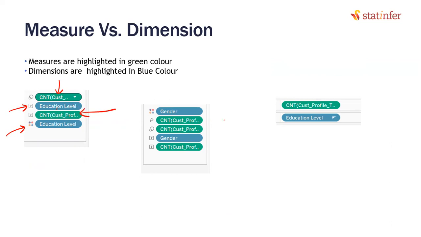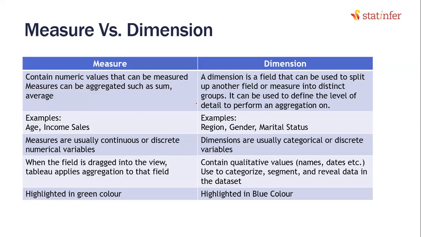Measures are in green color. These are all measures, average value. And dimensions are education level, gender. These are in blue color, which are dimensions. So what are measures? Once again, what are measures? They contain numerical data. They can be aggregated.